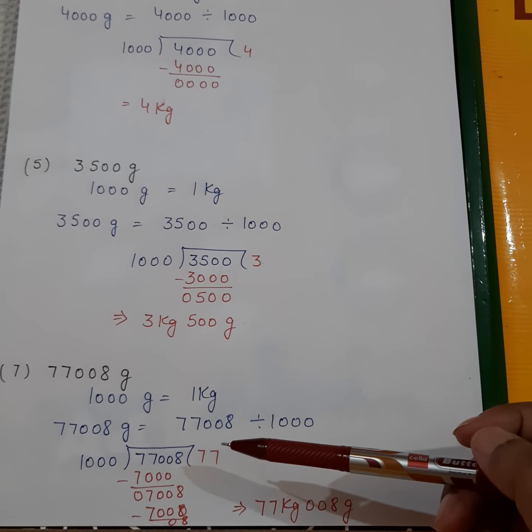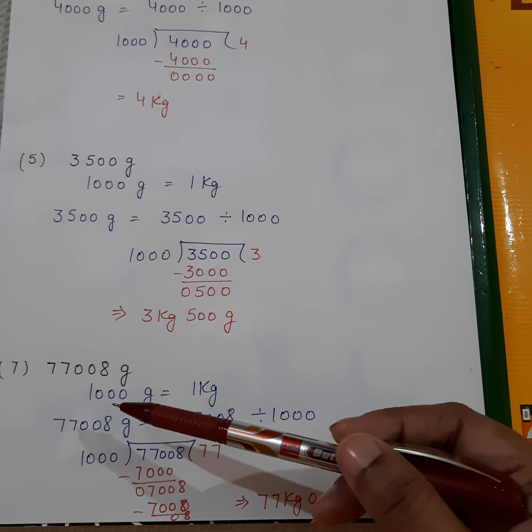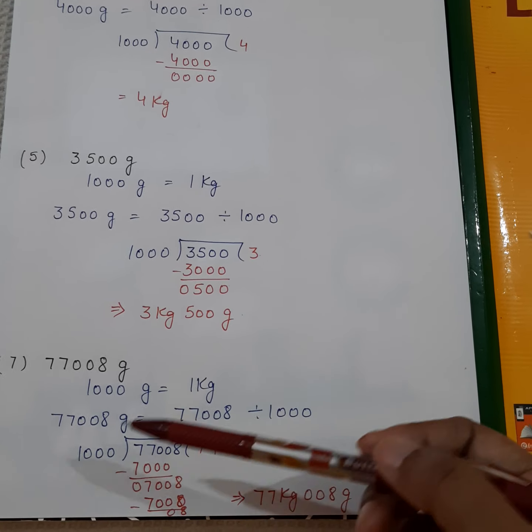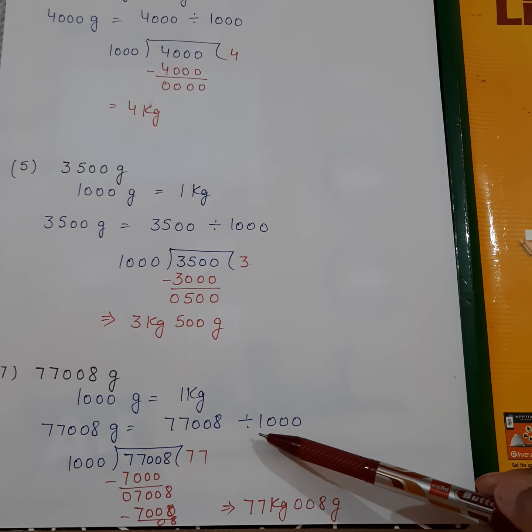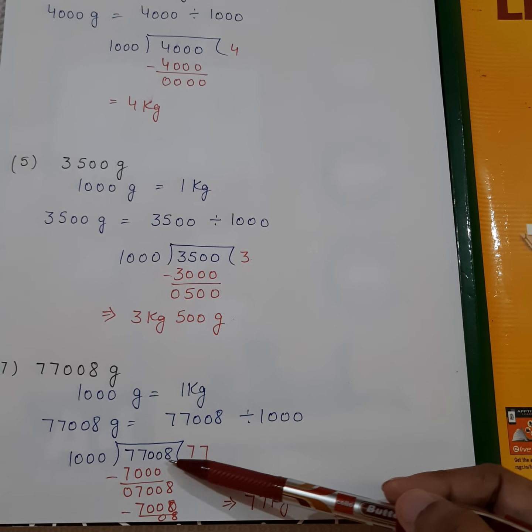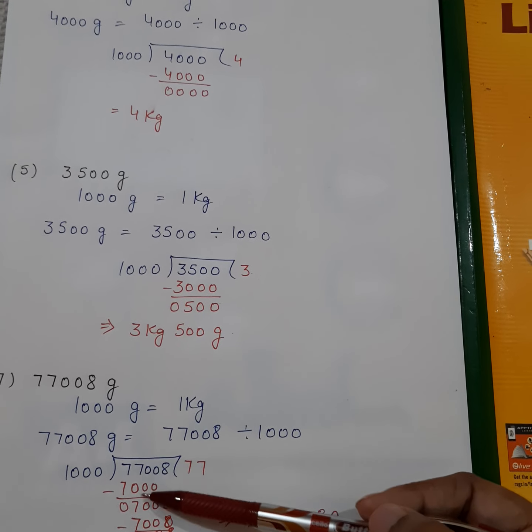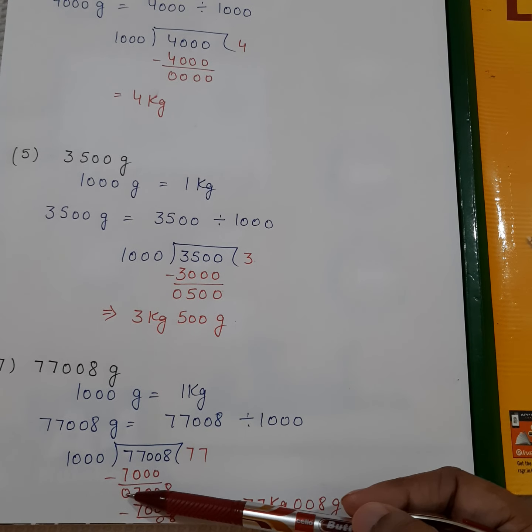Now one more part I have solved here. This is 77,008 gram. So 1000 gram is equal to 1 kg. So smaller to bigger we have to divide. So here you can see 77,008 divided with 1000. Now divide here. In dividend is 77,008. So 1000 sevens are 7,000, right? Now subtract 0 minus 0, 0 minus 0, 7 minus 0, 7 and 7 minus 7, 0.